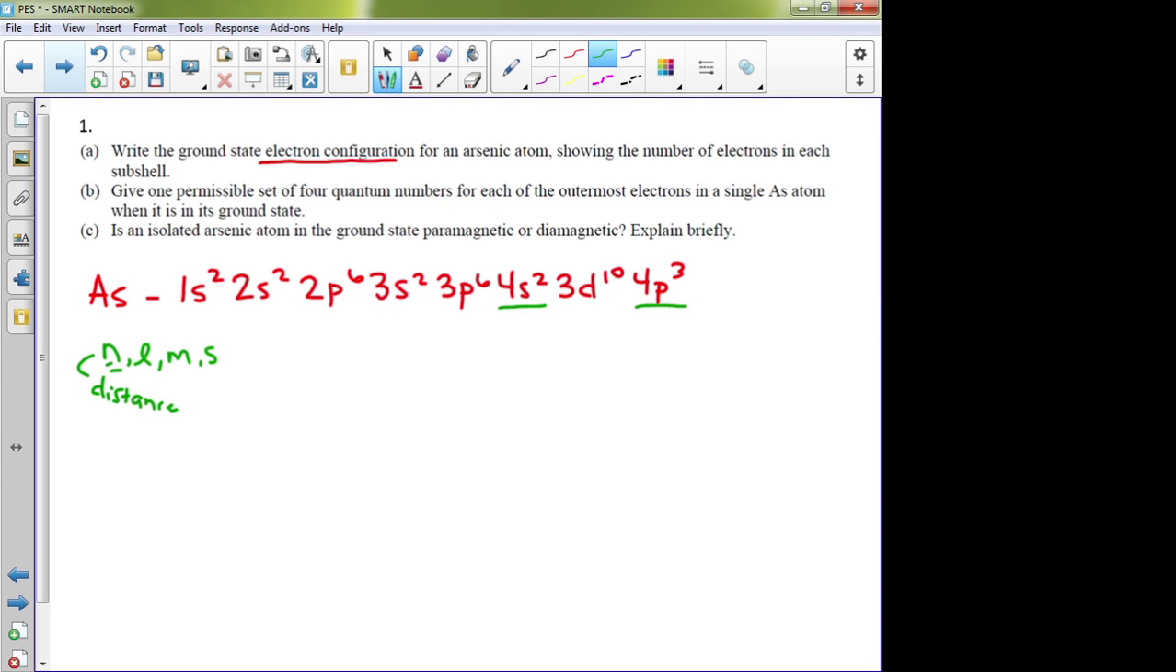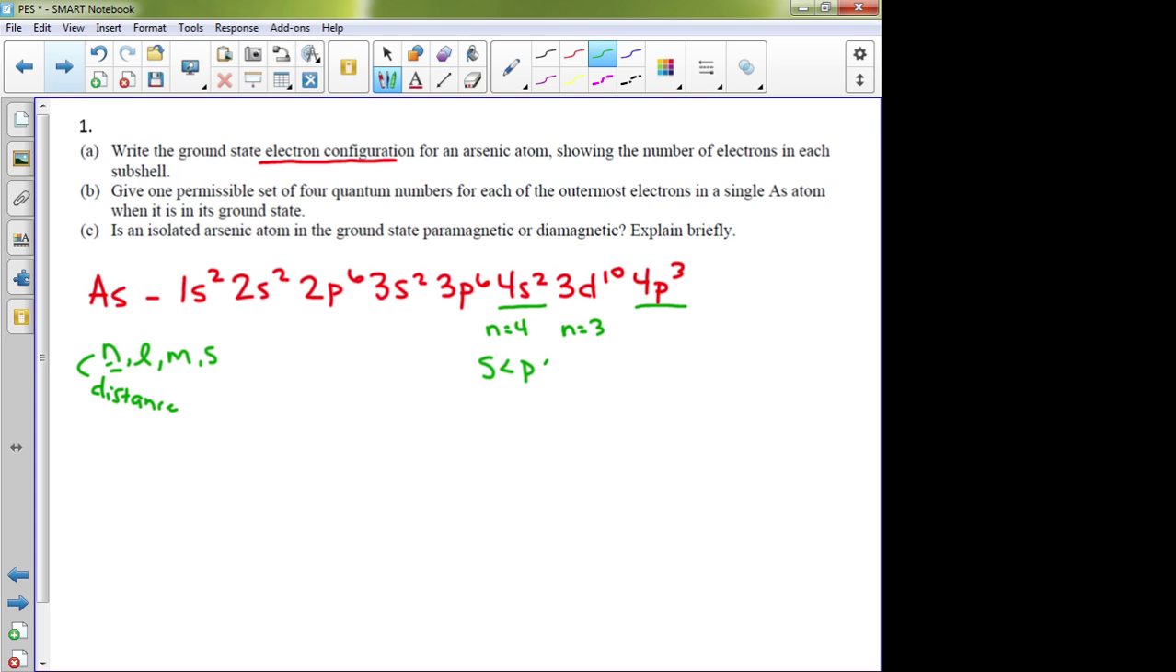Your principal quantum number, N, tells you distance from the nucleus. The principal quantum number for anything in 4s is going to be what? 4. Your principal quantum number for anything in 3d is going to be what? 3. What's closer to the nucleus, 3 or 4? 3. 3d is closer to the nucleus, okay? 4s is just lower in energy. Why is 4s, even though it's technically further from the nucleus, lower in energy than 3d? What did we talk about?